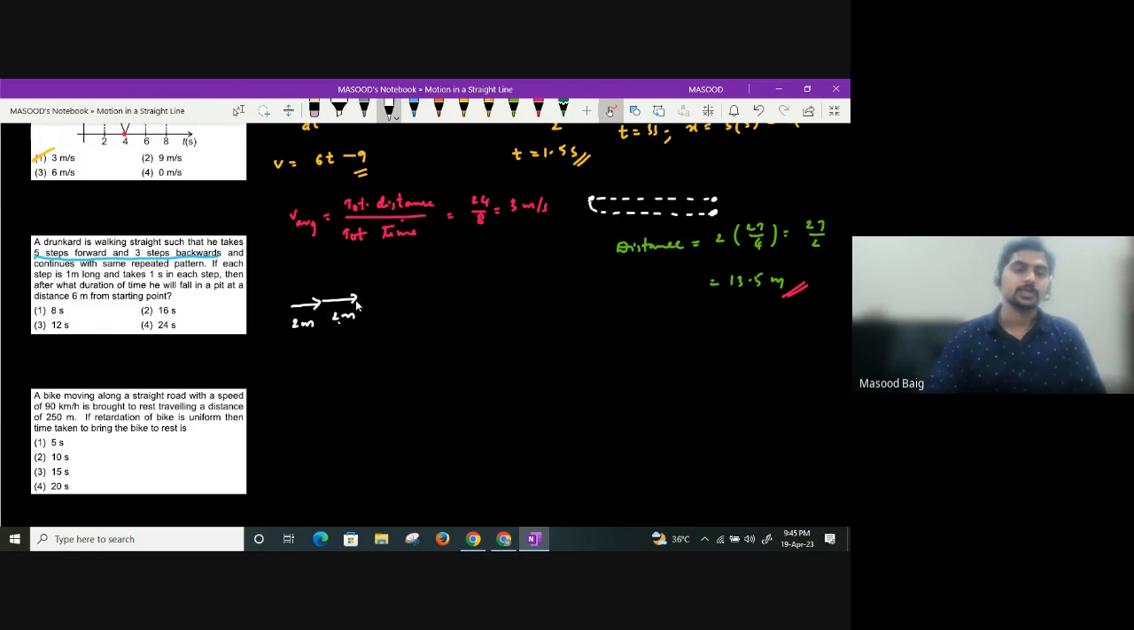Now again he will travel how much distance, beta? He has to fall in a pit at 6 meters from the starting point. So again he'll travel 5 meters, and again he'll come back 3 meters. So is he going to fall in a pit here or not? He started here, the pit is somewhere over here. Overall, how much distance did it cover? 6 meters again. So 6 meters.